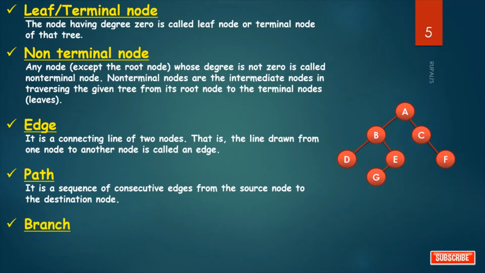Now, branch. A path ending in a leaf is called a branch. See here, this one is a branch because this path ends in a leaf. This one is a branch. This path ends in a leaf. Okay. So, that is called branch.